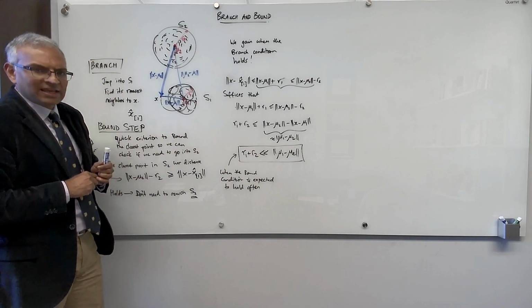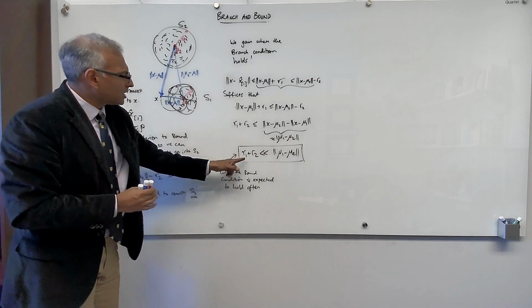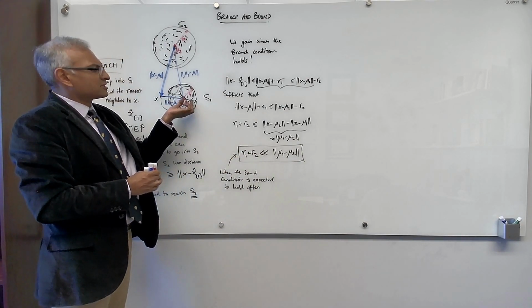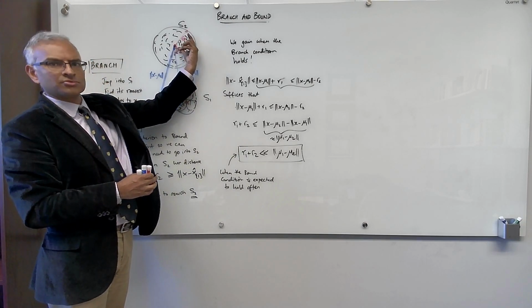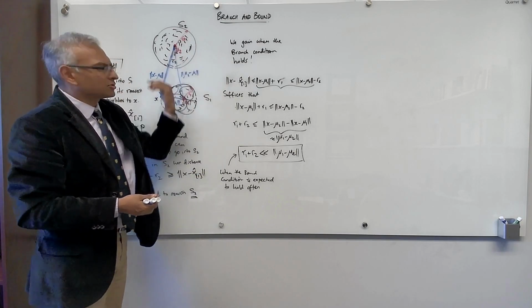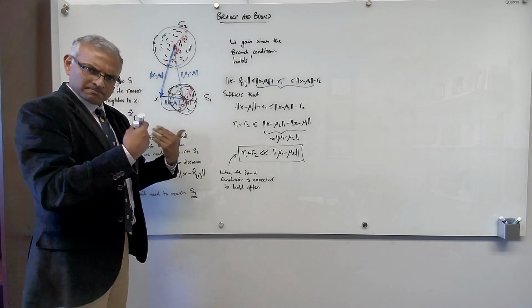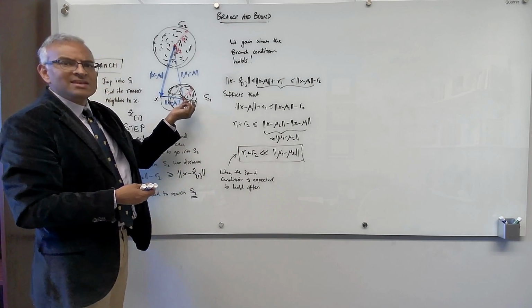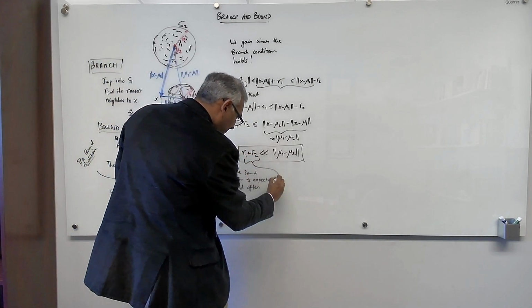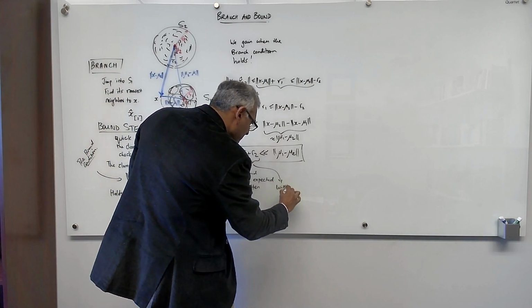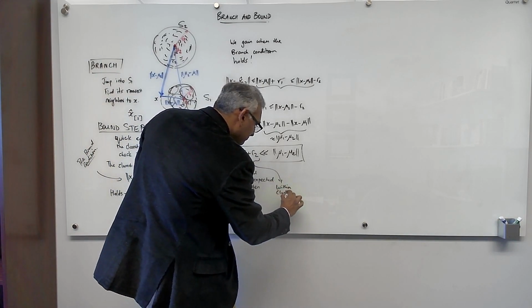Okay, and now let's analyze that. So what's R1 plus R2? R1 is sort of the size of cluster 1. R2 is the size of cluster 2. So in some sense, R1 plus R2 measures what we call the within cluster spread. So typically we call this the within cluster spread.